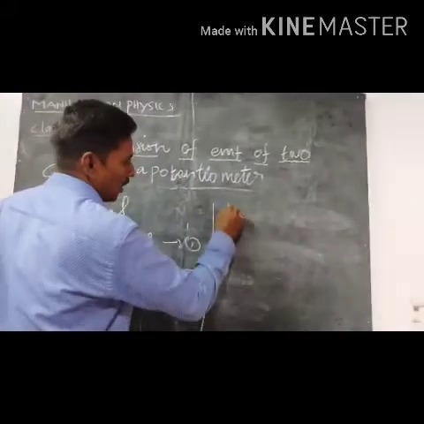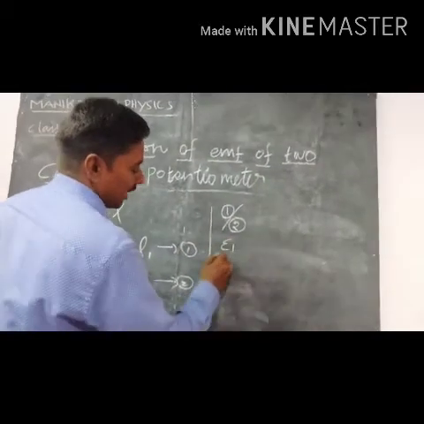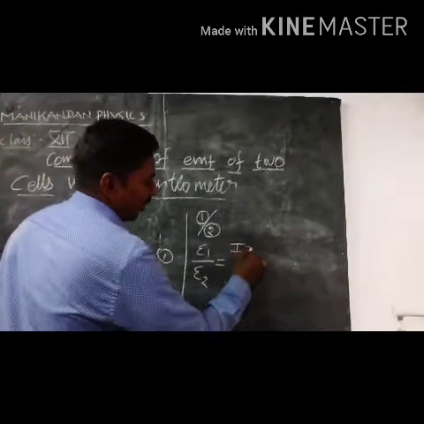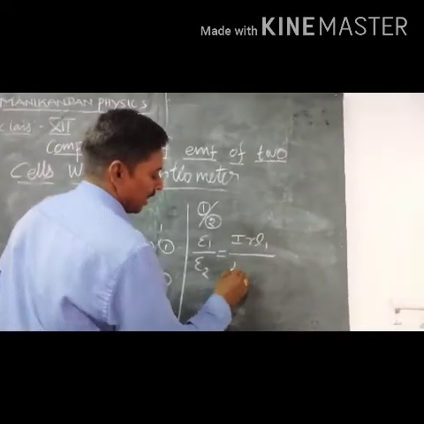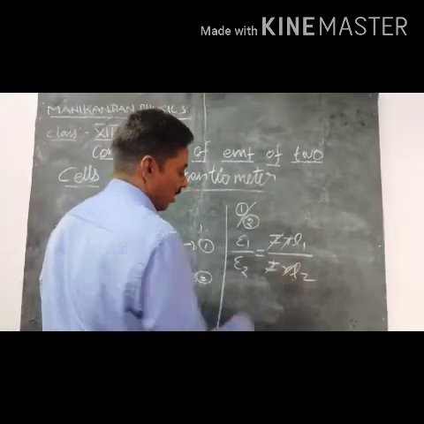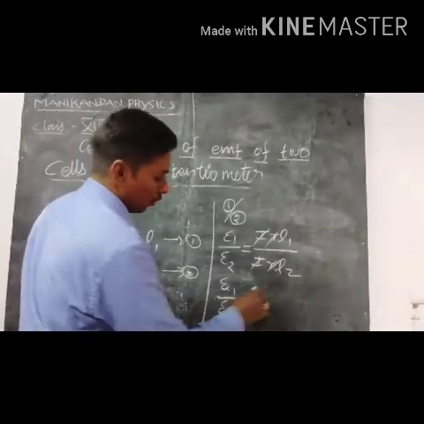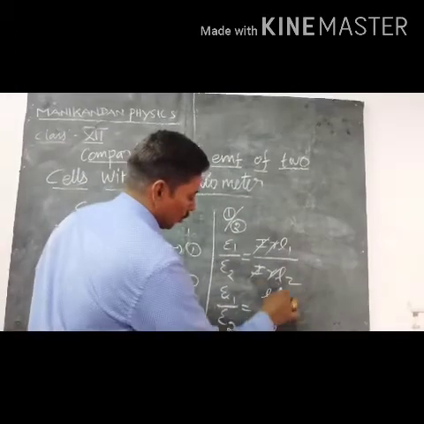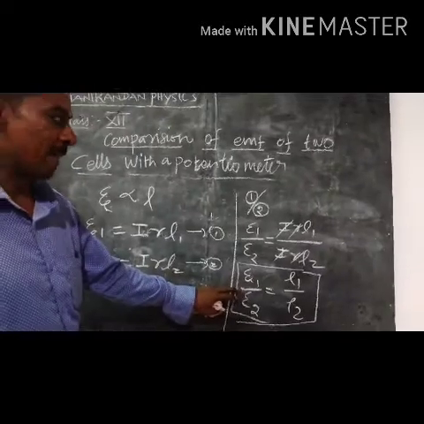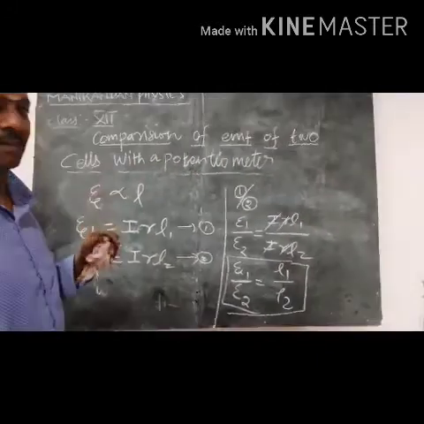Now divide 1 by 2. So, psi 1 by psi 2 is equal to I R L1 by I R L2. Cancel I and R. So, psi 1 by psi 2 is equal to L1 by L2. This is the required relation for comparison of EMF of two cells by using a potentiometer.